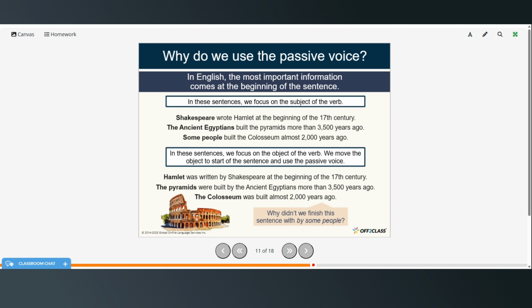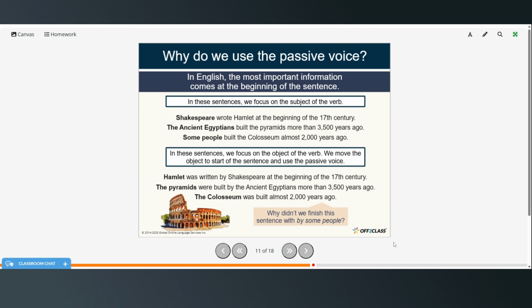So in these sentences, we focus on the object of the verb. We move the object to the start of the sentence and use the passive voice. So here, Hamlet was written by Shakespeare at the beginning of the 17th century. The pyramids were built by the ancient Egyptians more than 3,500 years ago, and the Colosseum was built almost 2,000 years ago. And we have a question here.